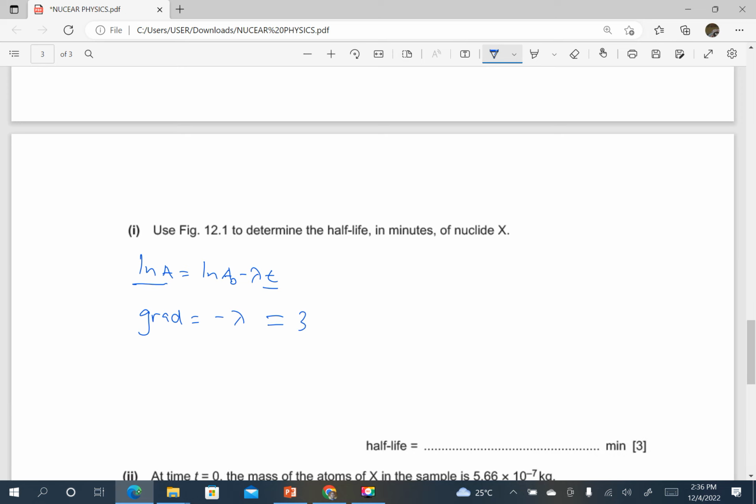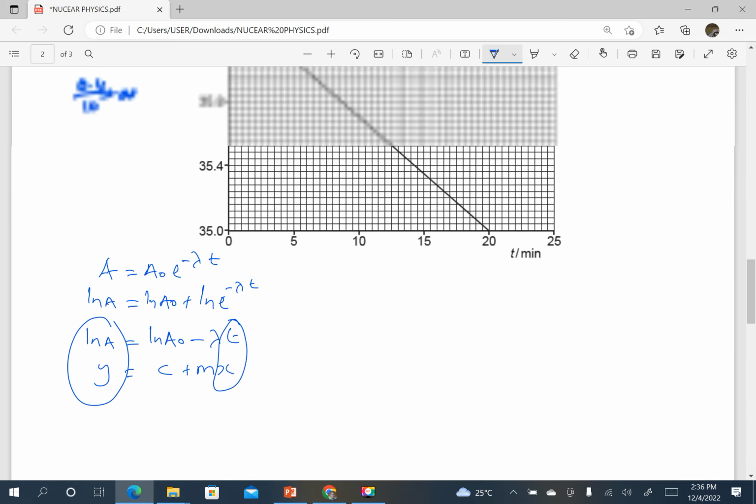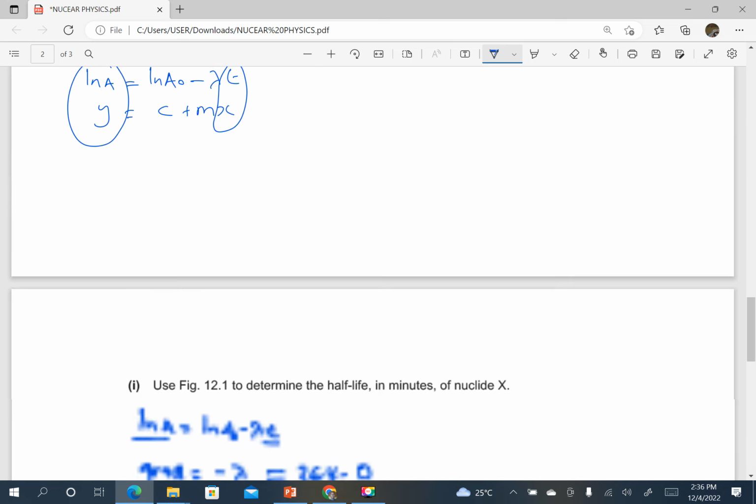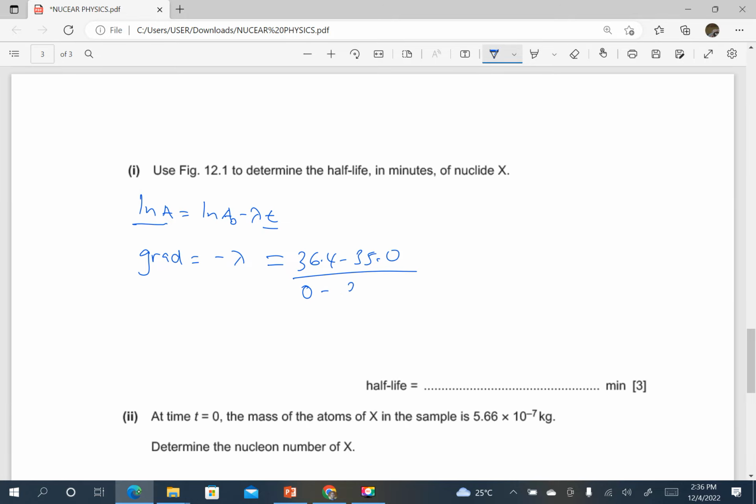So we have 36.4 minus, it goes to, I mean not 0, it goes to 35 on the vertical. So minus 35.0. Divide by the x-axis, it starts from 0, then minus, I think it stops at 20. It stops at 20, so it is 0 minus 20 on the x-axis.